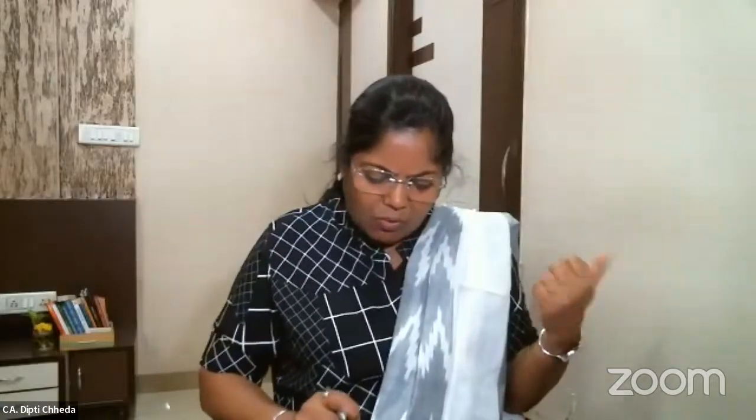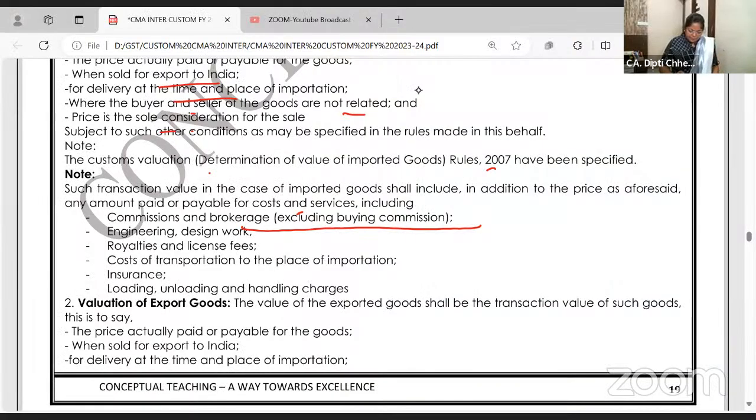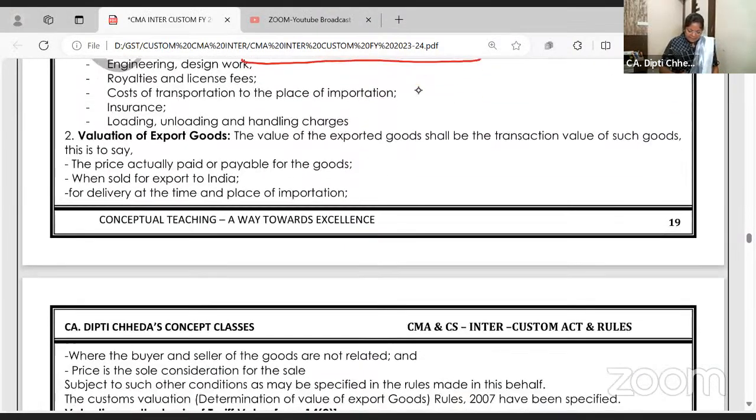Okay. In case of commission, you have to add all the commission required to purchase the goods, because it's a part of purchase, except buying commission. Buying commission नहीं लेंगे. Kya, on what's the reason and all that is given in the notes. First you understand.